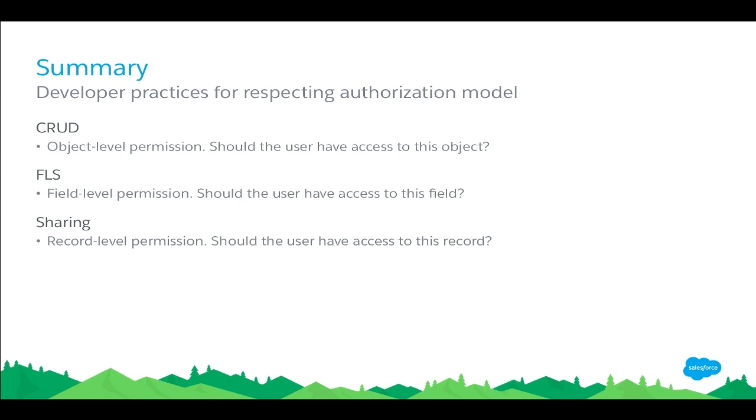So to summarize everything, first we talked about CRUD, which is implemented on objects. It's the object level security. We talked about FLS, which is field level security. The sharing, we just talked about, is record level, and you implement it by declaring classes with sharing.